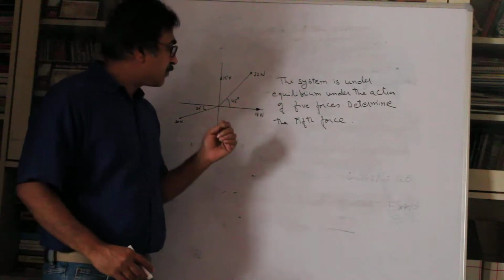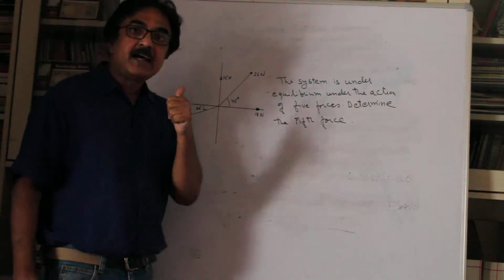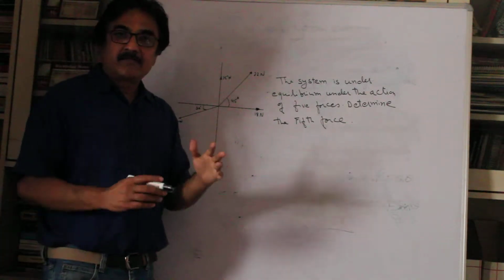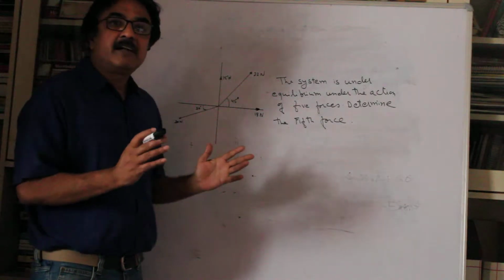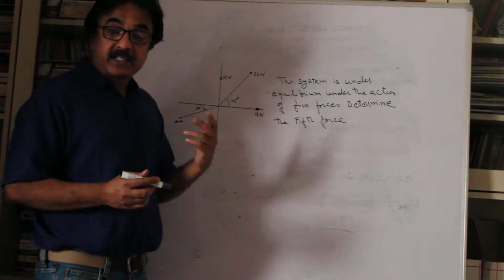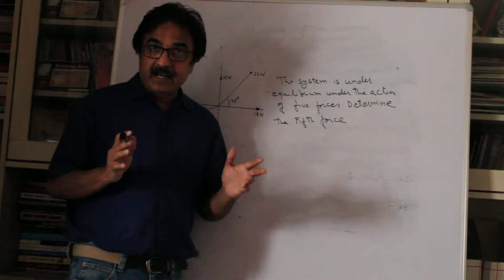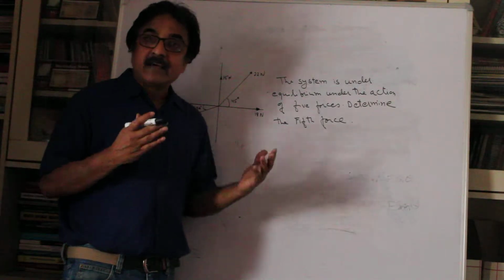And you are told that there is another force. This is force 1, 2, 3 and 4. 4 forces, and there is a 5th force, and put together this system is under equilibrium. And you want to find out the magnitude of the 5th force. You want to find out the angle theta which that force makes with the x-axis.